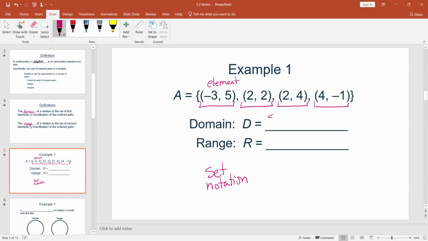All right, so the domain is all of your x coordinates. So we have -3, we have 2. Now 2 is repeated. We have 2 of them, but we only write it once. And then we have 4. Our range is all of the y coordinates. So I have 5. I'm just going to write them the way they're given. I have 2, I have 4, and I have -1. Now, when you write these, always put them in numerical order. So -1, 2, 4, 5.